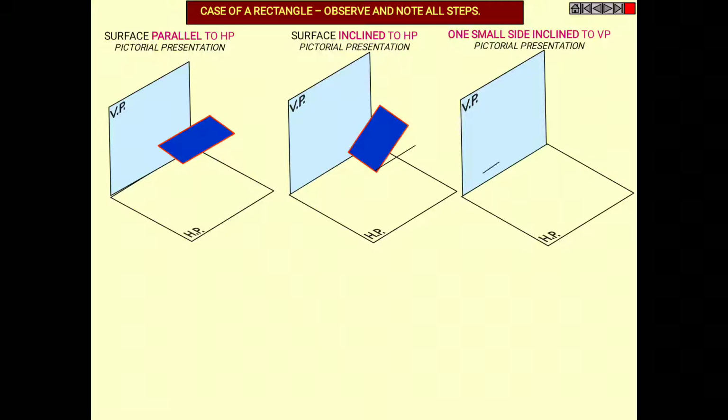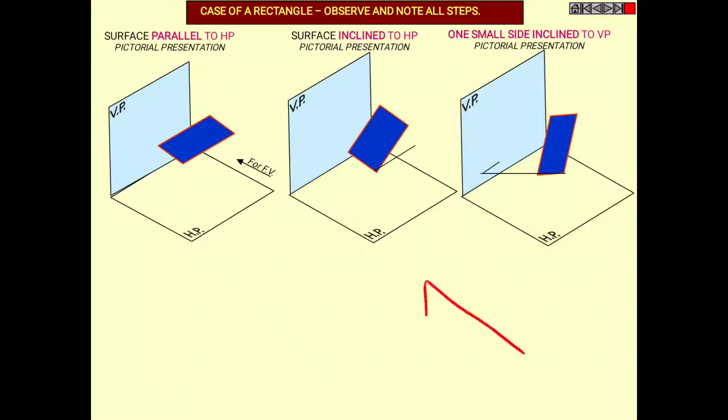And in the third case you can see one small side inclined to VP, only one of the small sides is inclined to VP. So these are the three cases you can observe in the case of a rectangle. Firstly, it is parallel to HP. Secondly, it is inclined to HP. Thirdly, one small side is inclined to VP.